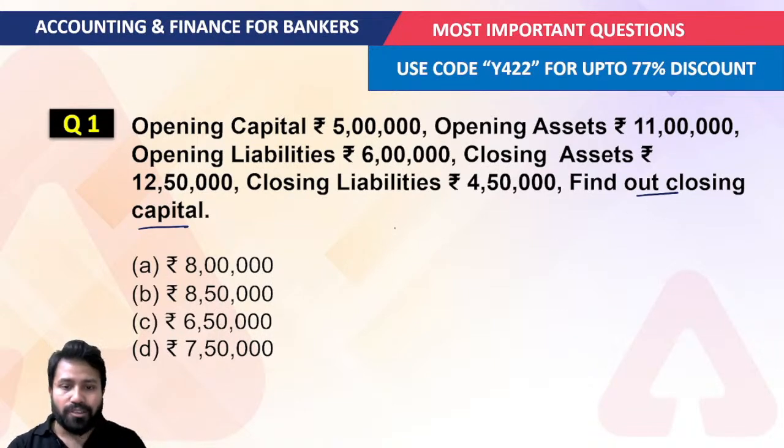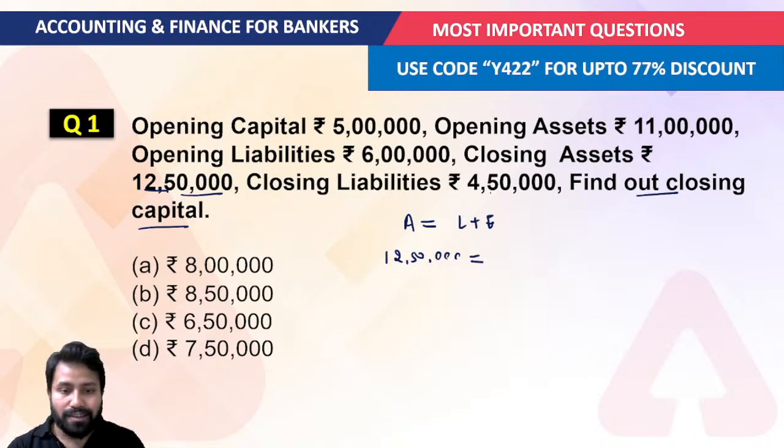When we talk about the balance sheet equation or the accounting equation, what we understand is that assets are equal to liabilities plus equity. So the asset is equal to liability plus equity, because the balance sheet is prepared at the end of the financial year, right? The closing assets given here are 12,50,000 rupees. So just write here 12,50,000 rupees.